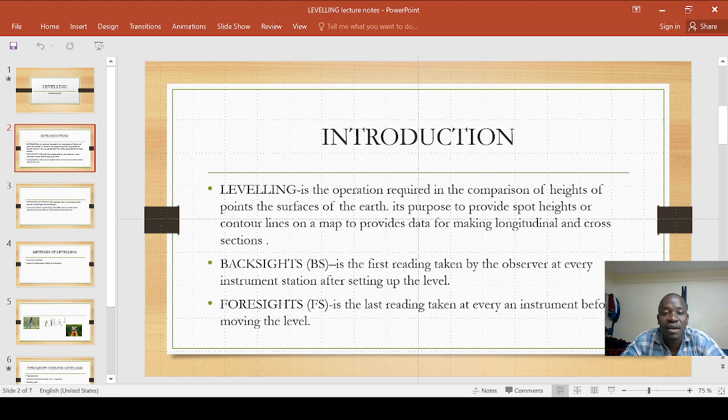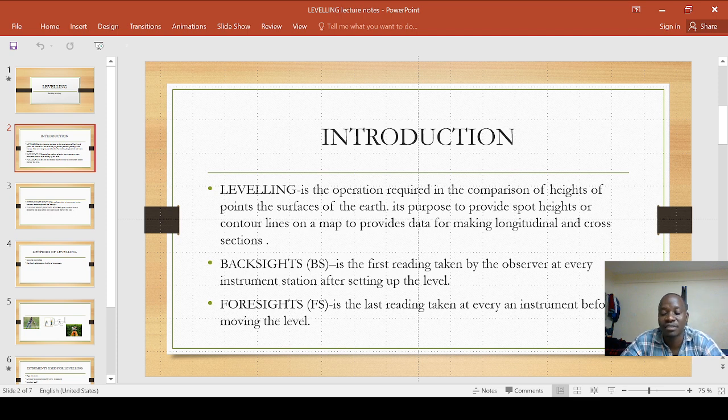two heights, one height and another height, whereby you compute to come up with a solution which is relative. Its main purpose is to provide the spot heights and the contour lines on a map, and to provide data for making longitudinal and cross sections.